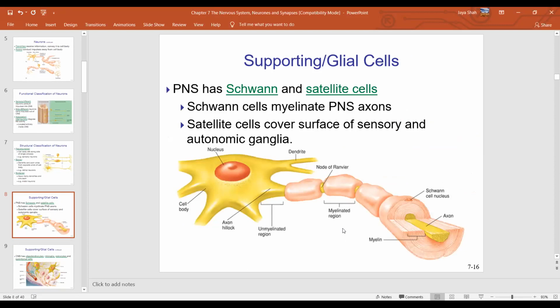Now, in the nervous tissue, apart from the neurons, there are supporting or glial cells. Okay, supporting or glial cells.